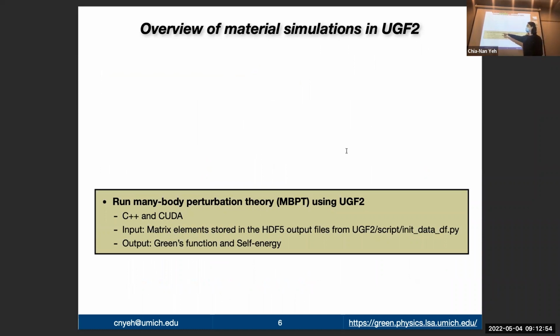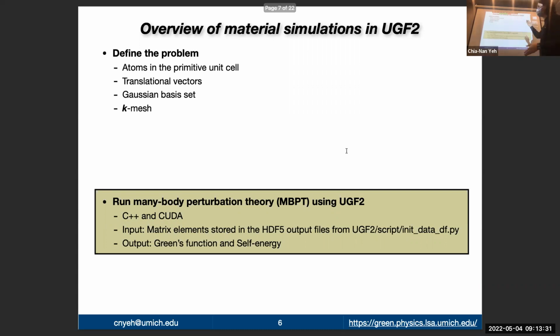So the input is the matrix element of your Hamiltonian. Once these are computed, we're going to run this many-body perturbation theory using this UGF2 code. And the code is written in C++, and for some functionality also supports CUDA. So once you read this input, we'll do this self-consistent loop, and then the output will be the Green's function and self-energy. But in practice, this is not the only step in the real material simulation.